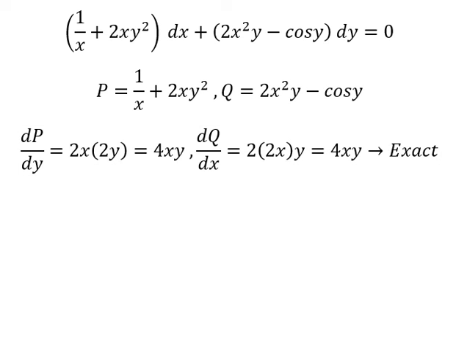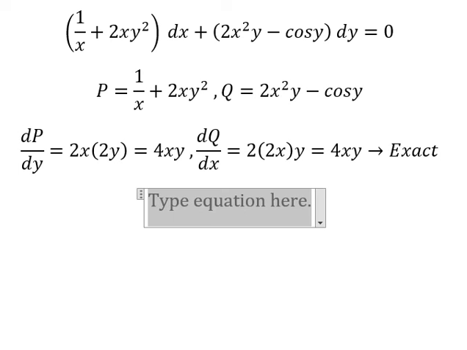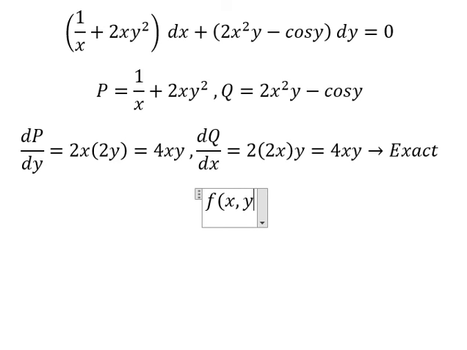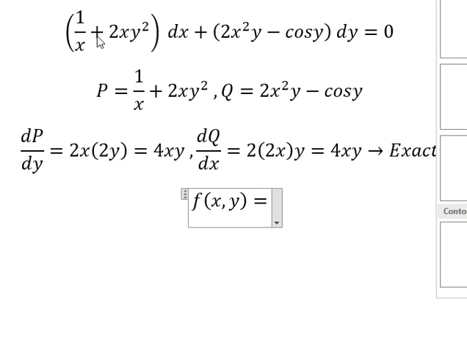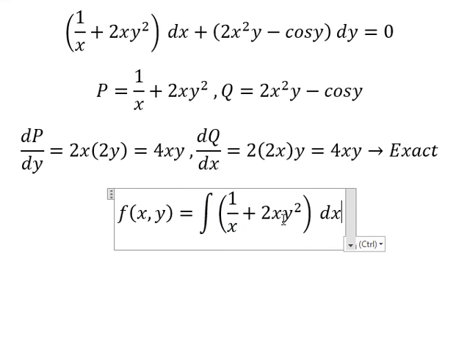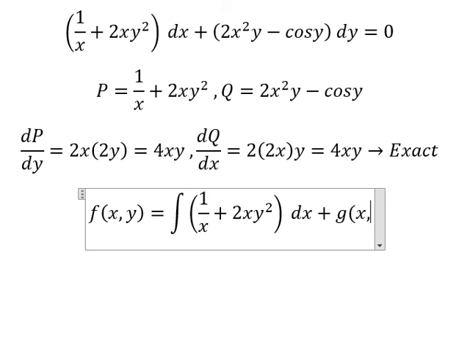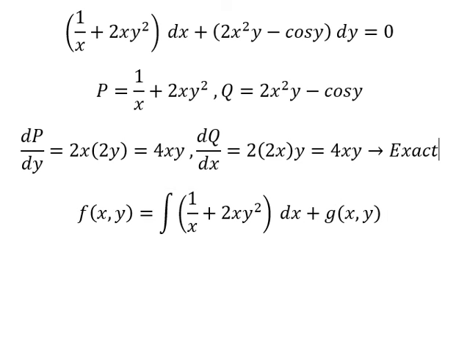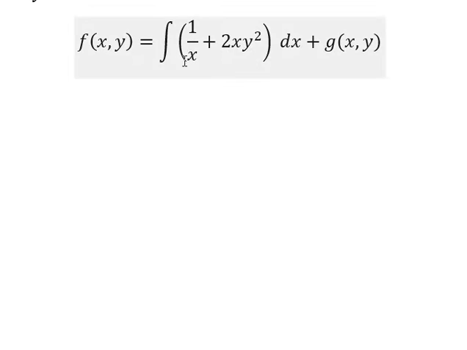Next, we need to set up the function f(x,y) equals to the integration. So I select this one, plus 3xy. So the integration of 1 over x, we have ln of the absolute value of x. The integration of 2x, we have x squared.